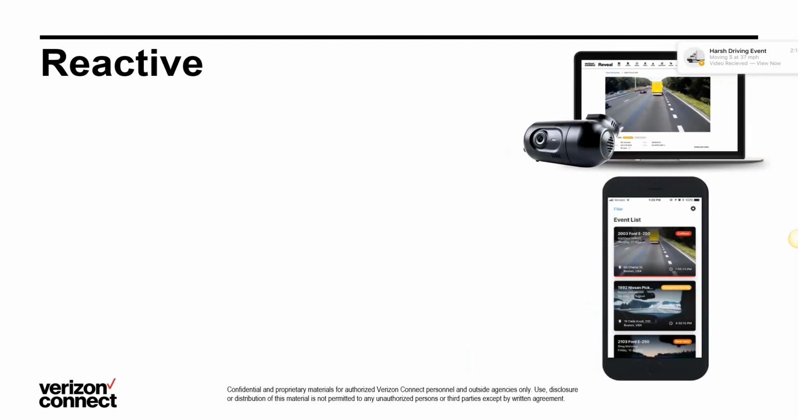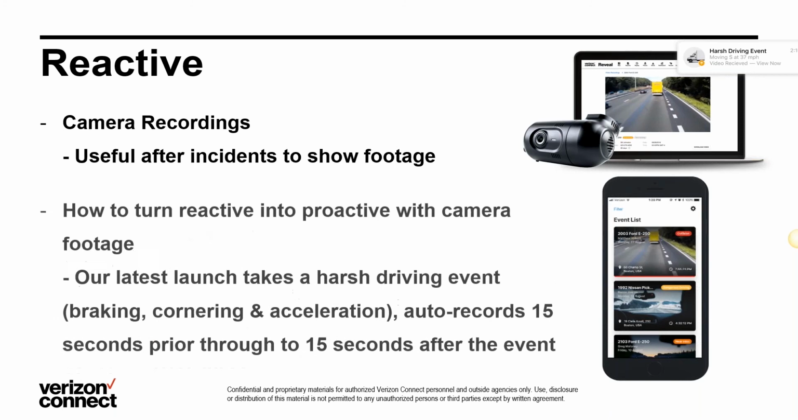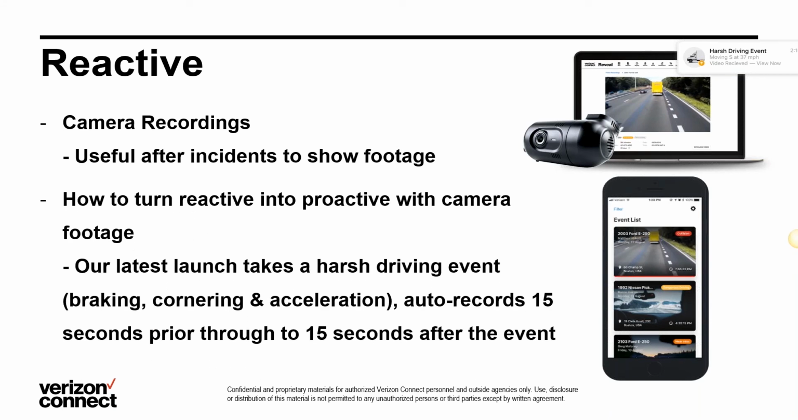In addition to that, as you can see on the right hand side, you have a couple of snapshots of our Verizon Connect camera functionality. First and foremost, camera recordings are really useful after incidents to show footage, i.e. what's happened, how it's happened, etc. Okay. Now, you can turn reactive into proactive with camera footage.